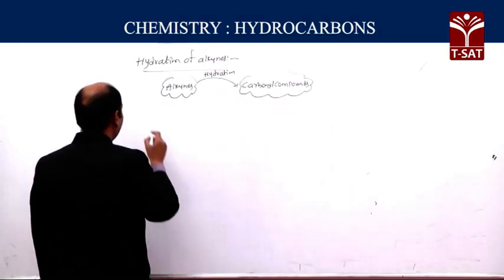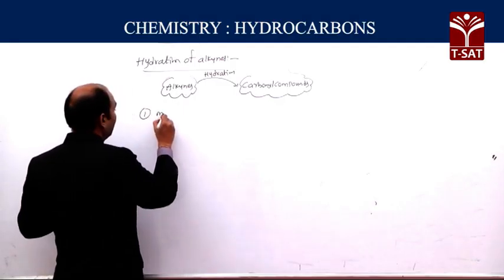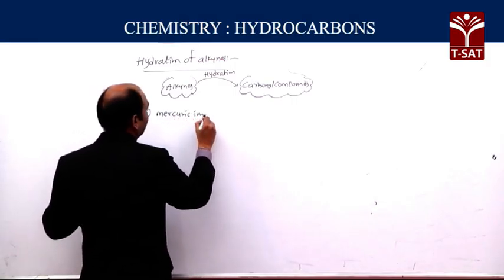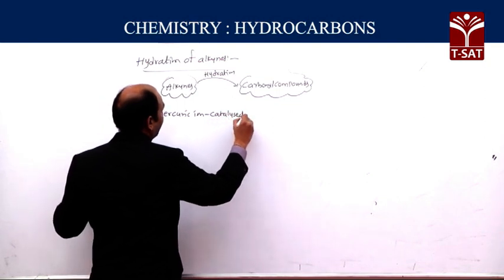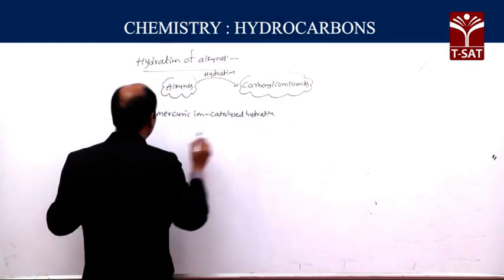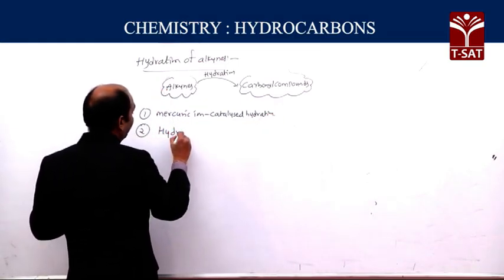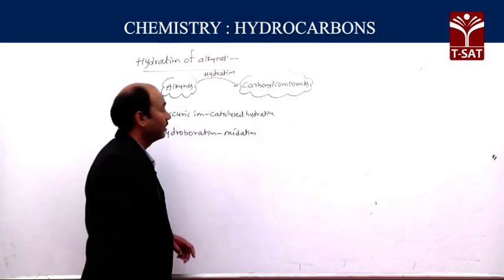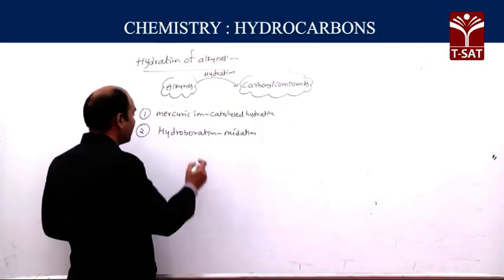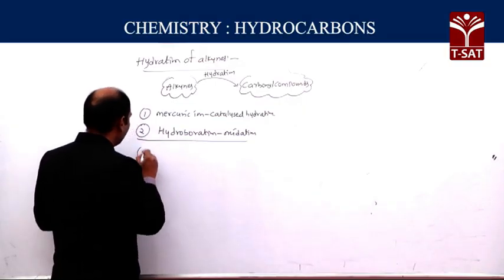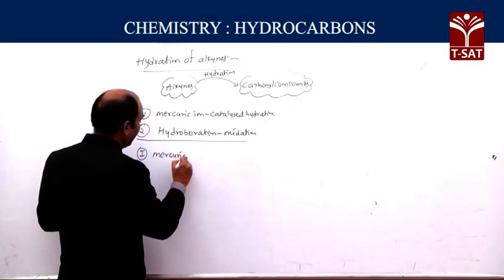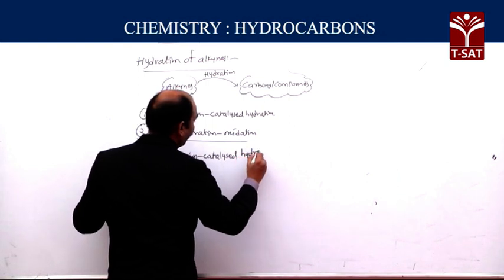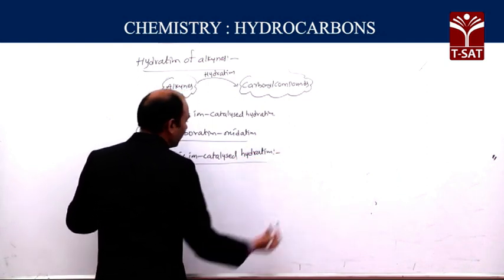So here we have two methods. One is mercuric ion catalyzed hydration. The second one is hydroboration and oxidation. So first of all, mercuric ion catalyzed hydration. Sir, what happens in mercuric ion catalyzed hydration?